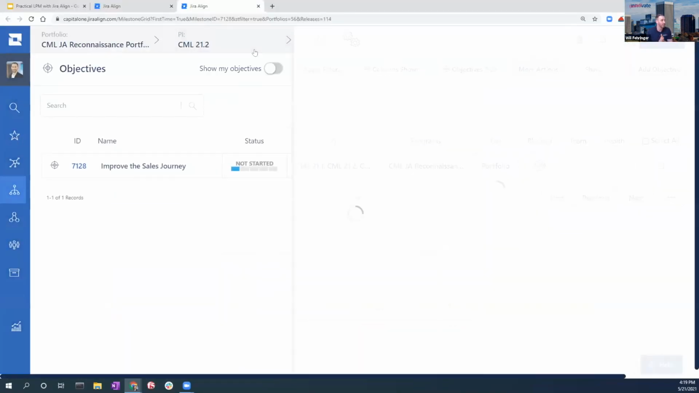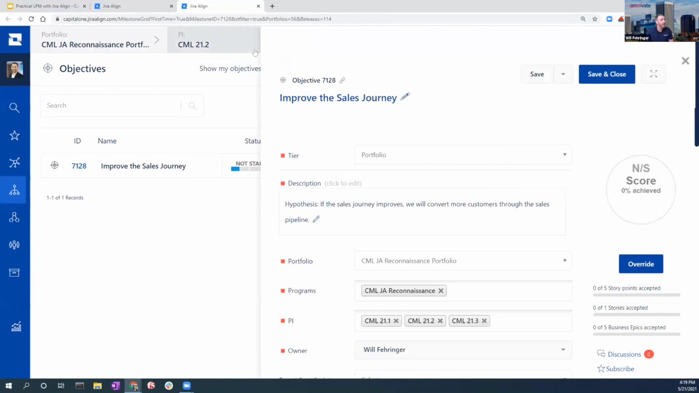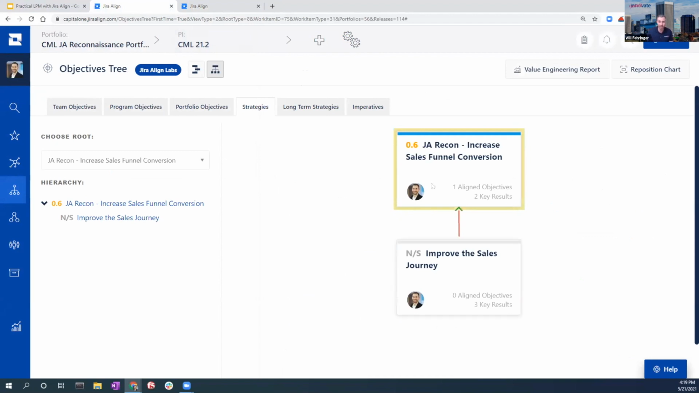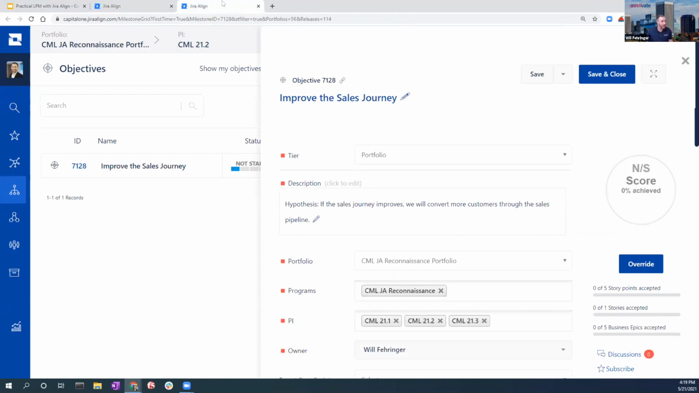And so let's pop open Jira Align and dive into the tool and show this in action. Remember from our previous view, we had our connection between our yearly goal and our portfolio objective, which is called our strategic theme from our SAFe LPM concept. Diving into the portfolio objective itself, you can see this is the portfolio objective that was defined. This tells the story of how our JA reconnaissance got to this portfolio objective.